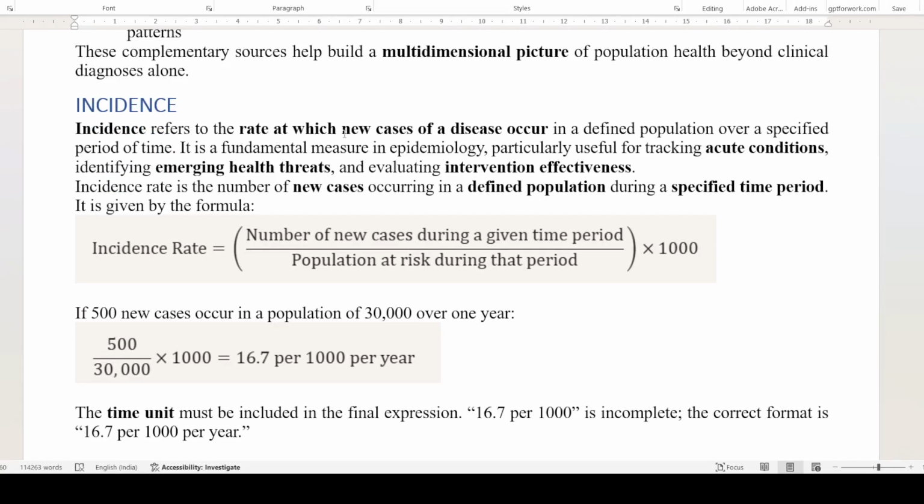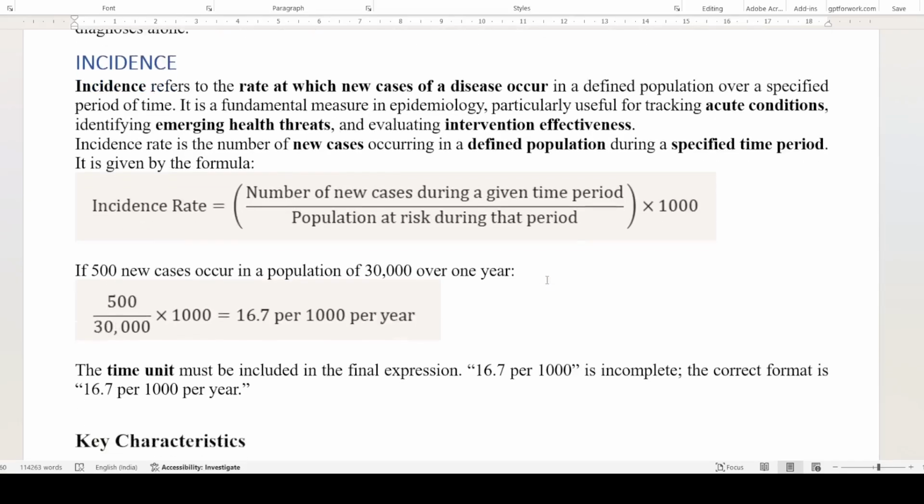Incidence refers to the rate at which new cases of a disease occur in a defined population over a specified period of time. So it is a fundamental measure, particularly useful for tracking acute conditions, identifying emerging health threats, and evaluating the intervention effectiveness. So incidence rate is number of new cases that are coming up in a defined population during a specific period of time. So the multiplier factor is 1000 in this case.